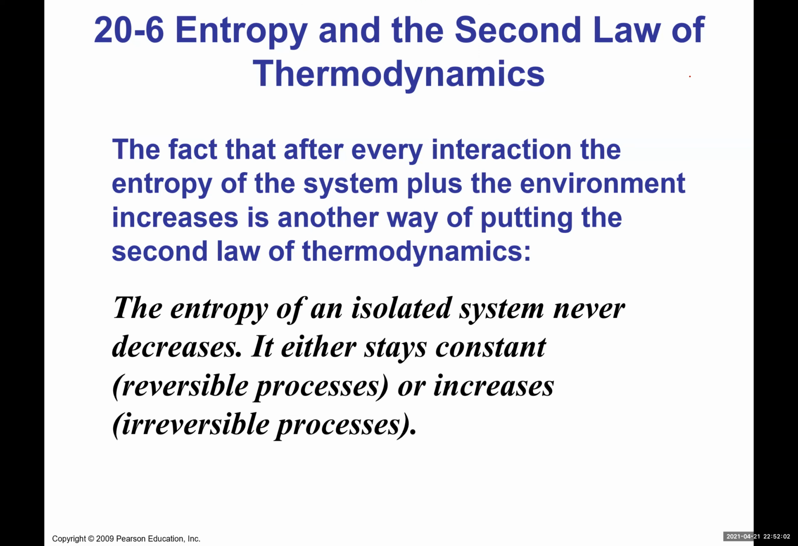Next, we can talk about how entropy changes depending on the type of process we have, a reversible process compared to an irreversible process. The fact that after every interaction the entropy of the system plus the environment increases is another way of putting the second law of thermodynamics. Because one of the things we have here is that the entropy of an isolated system never decreases. It either stays constant if the process is reversible, or increases if the process is irreversible. I showed you in an example that the change in entropy equals zero for the Carnot engine. That means it's a reversible process, and the change in entropy was equal to zero. And then I showed you that for the other examples, the change in entropy was positive. That means entropy increases when you have an irreversible process.